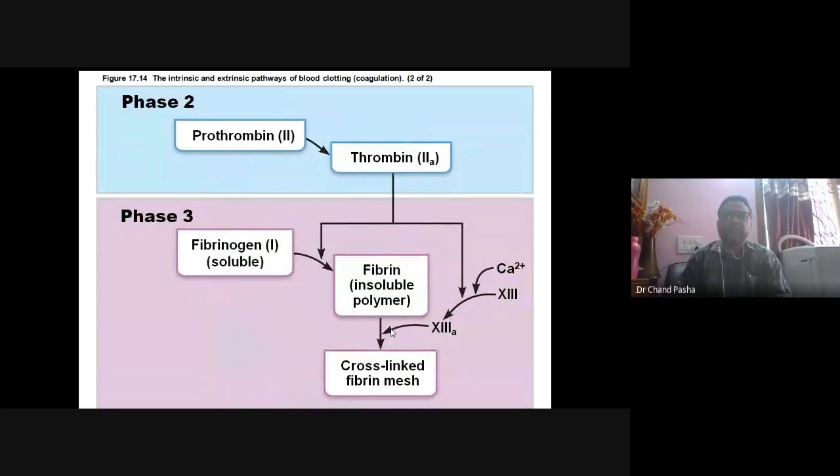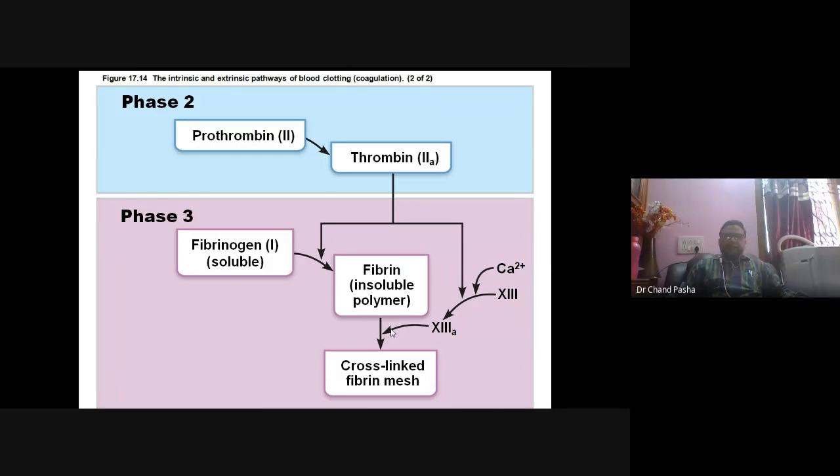Once that prothrombin activator is produced, prothrombin, factor 2, which is inactive in form, will be converted into active thrombin or 2A. Actually, thrombin is considered as factor 2.